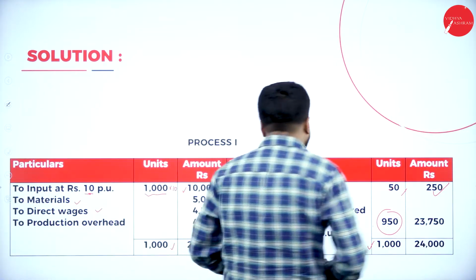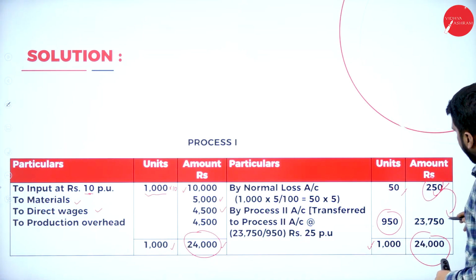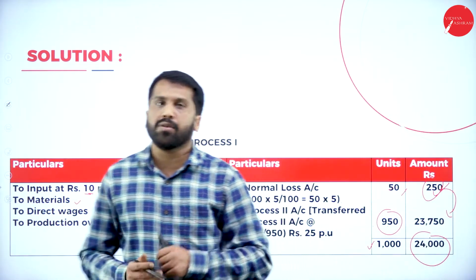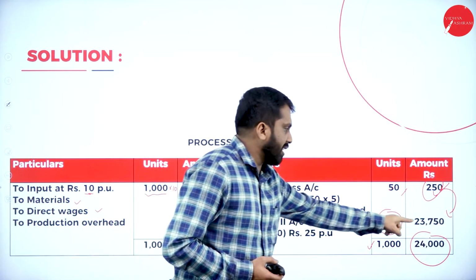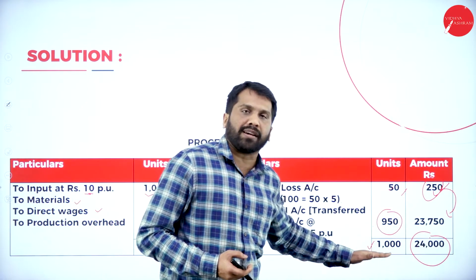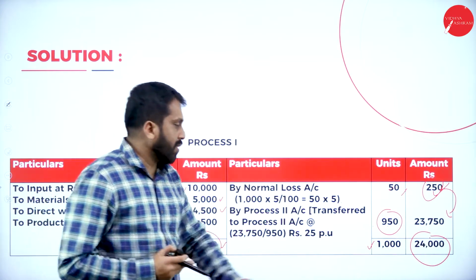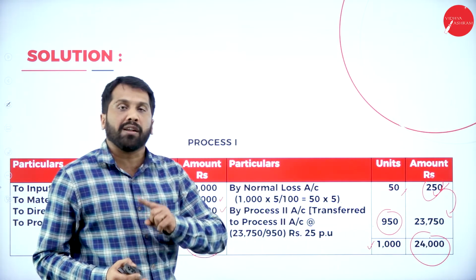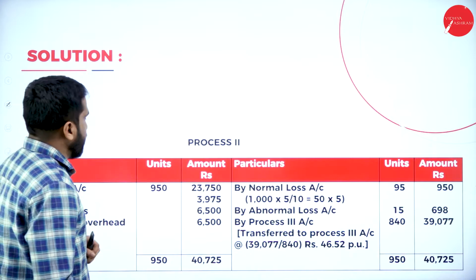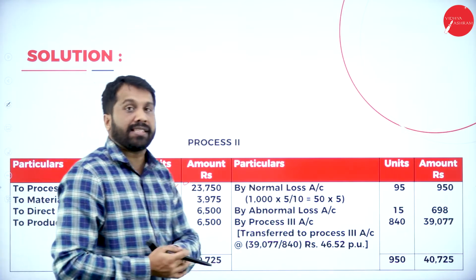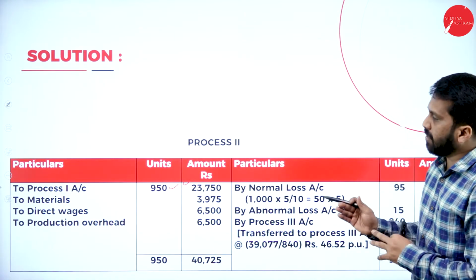Now, this is 1,000 and your total is 24,000. Here also write 24,000. 24,000 minus 250, your answer is 23,750. Hope you are clear. This is your process number 1, and this closing balance will be the output for the current year. Current year output will be input for what? Process 2. This output is the opening for process 2. Now, in process 2, see, 950 and 23,750. Again, same procedure.